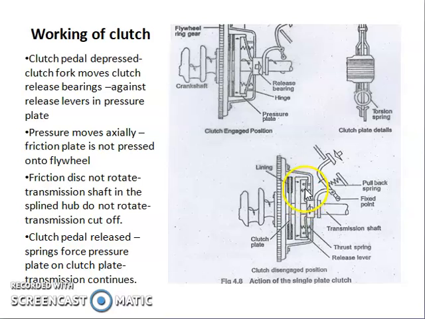This causes the release levers to move outwards, taking the pressure plate along with them. As a result, the pressure on the friction plate is reduced and the friction plate moves axially along the clutch shaft. So now the clutch plate is not in contact with the flywheel, and therefore the power is not transmitted from the engine to the clutch shaft.